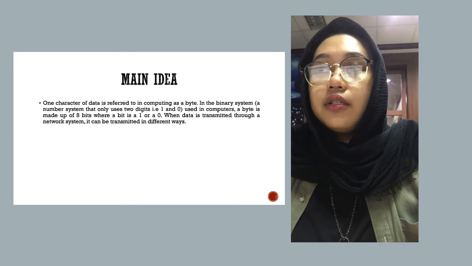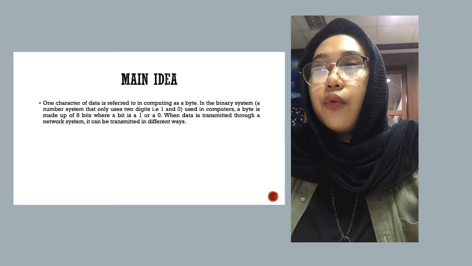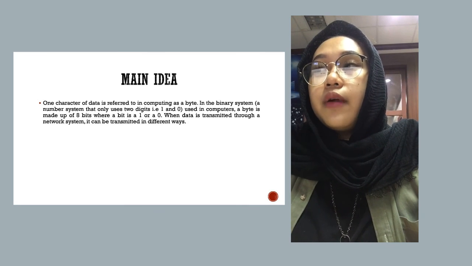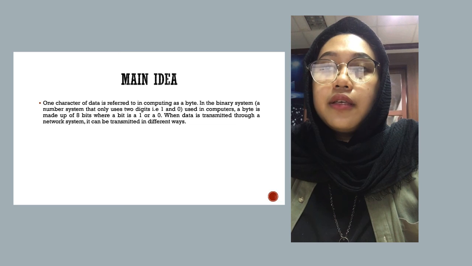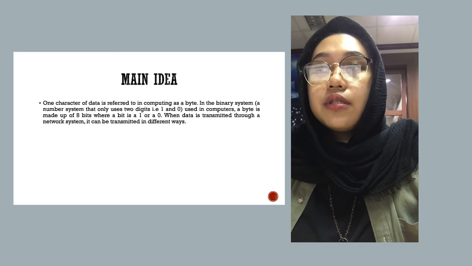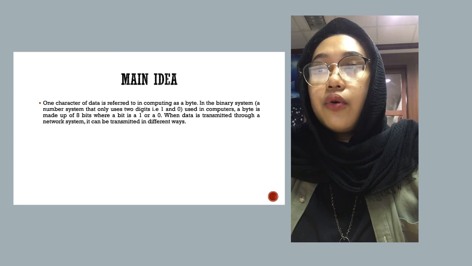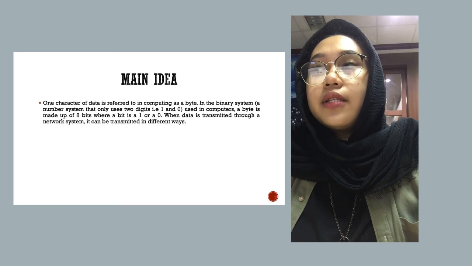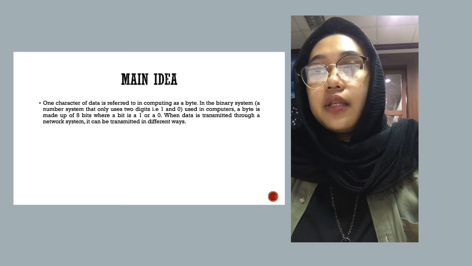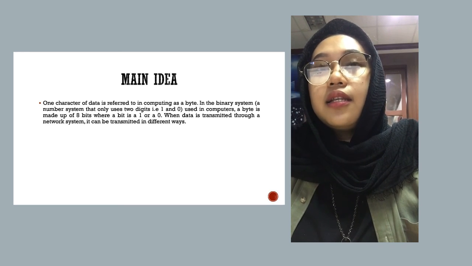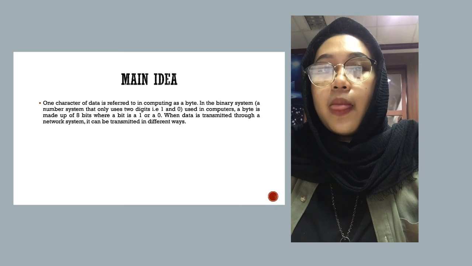Main idea: One character of data is referred to in computing as a byte. In the binary system, a number system that only uses two digits, 1 and 0, used in the computer, a byte is made up of 8 bits, where a bit is a 1 or 0. When data is transmitted through a network system, it can be transmitted in different ways.